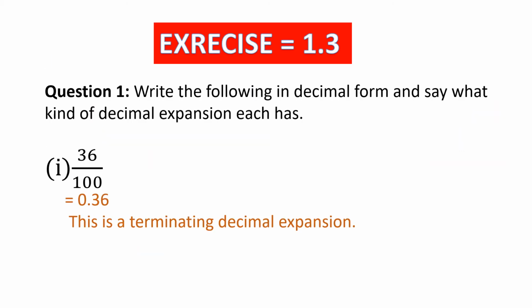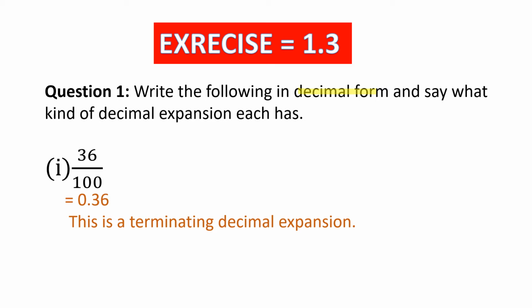Next part, based on all that we have studied up until now, we are going to be doing exercise 1.3. So let's look at the first question of exercise 1.3. Now let's read the question. Write the following in decimal form and say what kind of decimal expansion each has. So whatever number is given to us in the question, we have to write it in the decimal form. How do we find the decimal form? By dividing, definitely, right? And division, everyone should know. You are in class 9, you should know how to divide, right? So I'll not be showing you how to divide. Everyone should know that.